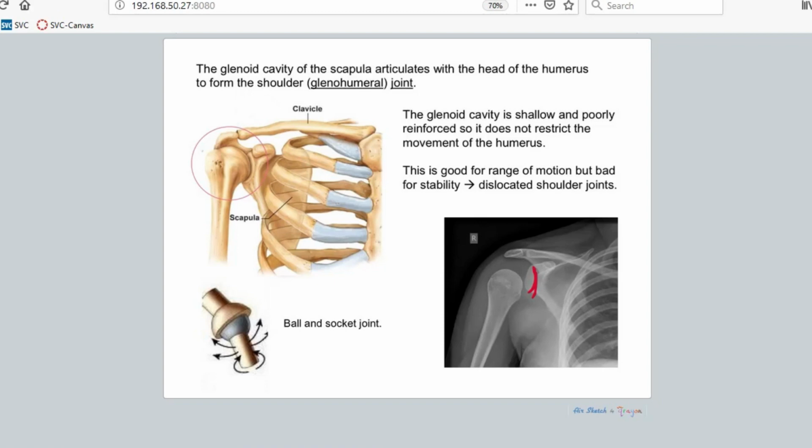What's a positive to having a real shallow joint here? Well, it allows the head of the humerus to move pretty freely in there. This is a ball and socket joint, and because this is so shallow, it allows a wide range of movement. Okay, it's not going to restrict movement. It doesn't restrict movement of the humerus. So this is good for functionality and for range of motion, but it's bad because this humerus, because it's not reinforced that well, it can pop right out, and it can cause a dislocated shoulder there.